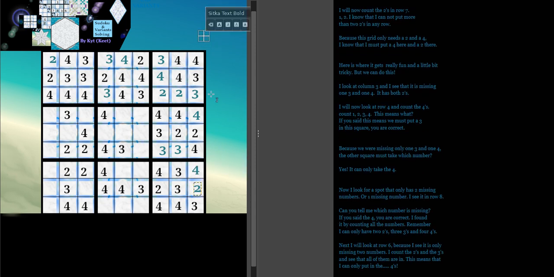Here's where it gets really fun and a little bit tricky, but we can do this. I look at column 3. I see that it's missing 1 3 and 1 4.